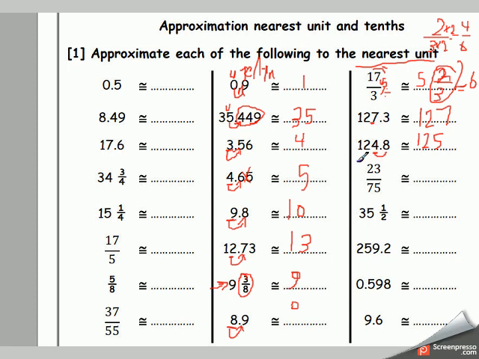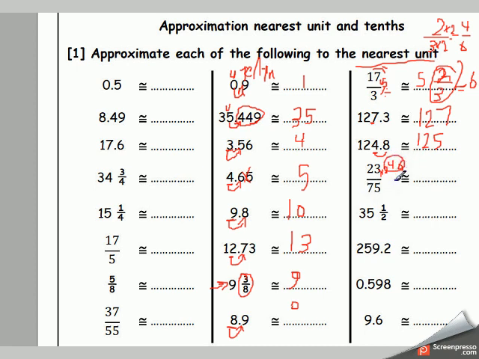125. 23 over 75. Mister, I can't know whether 23 is greater than, less than, or equal to half of the denominator. So you multiply the numerator. 2 times 3 equals 6. 2 times 2 equals 4. You can compare between 46 and 75.